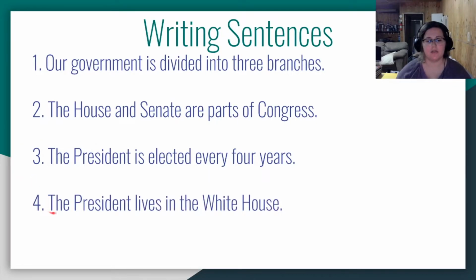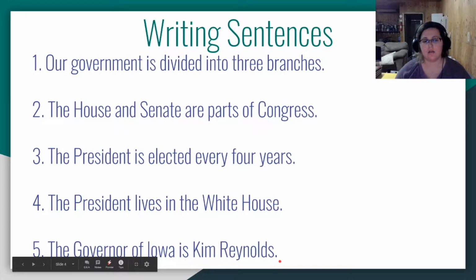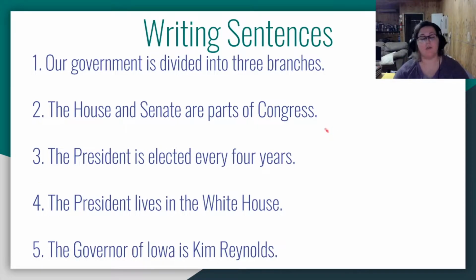Sentence 4. The president lives in the White House. And sentence 5. The governor of Iowa is Kim Reynolds. All right, so just make sure that when you're doing your homework, you write it out loud and you're practicing speaking it as well, because we want you guys to get better practicing in English so that you can pass that reading portion of the test as well, okay?